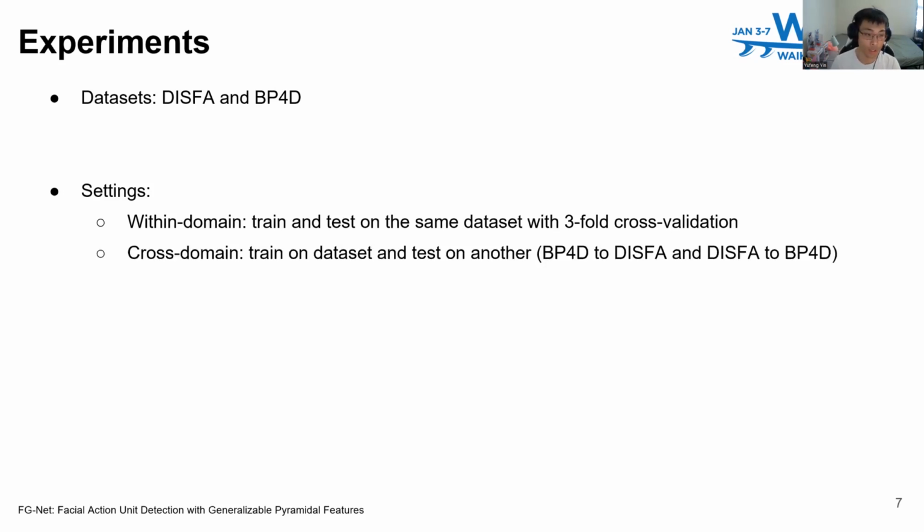And we also perform cross-domain evaluation, which means we train on one dataset and test on another. In particular, we perform two directions. They are BP4D to DISFA and DISFA to BP4D. For each direction, we use the two folds and the one fold of data from the source domain as the training and validation set, and we use the target data as the testing set.